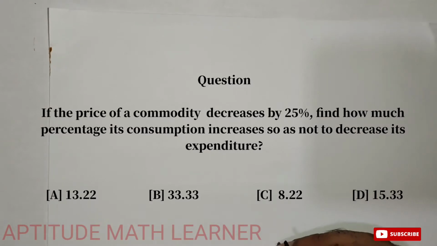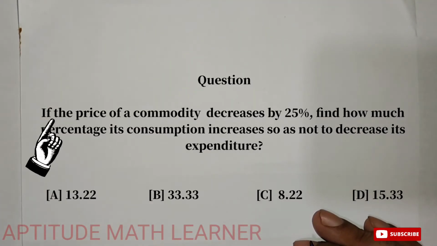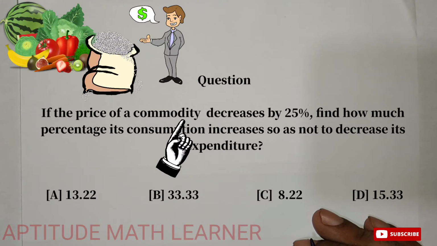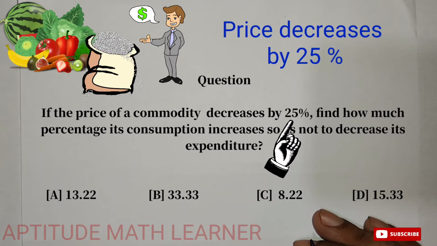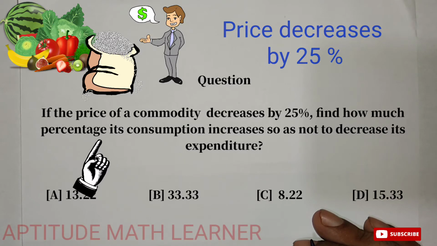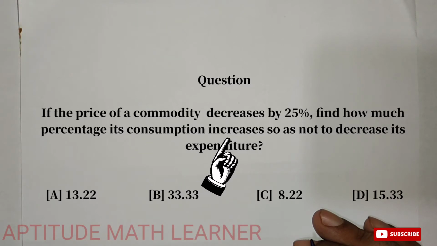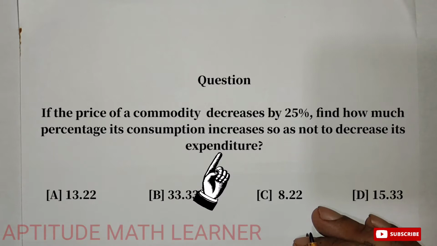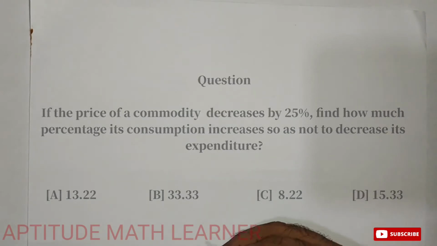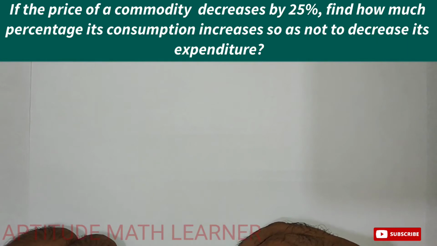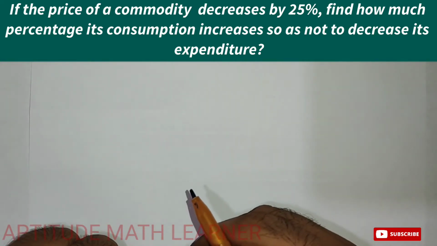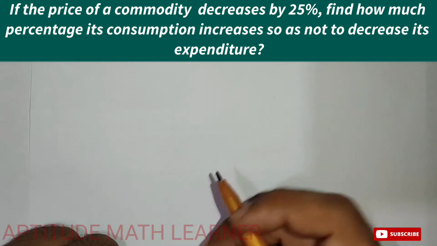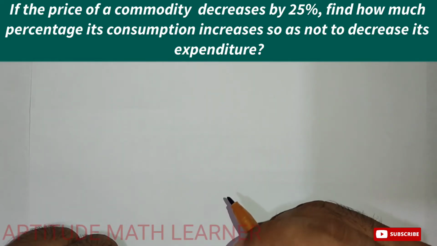So the question today we are having is: if the price of a commodity decreases by 25%, find by how much percent its consumption increases so as not to decrease the expenditure. The question says that if the price of something is reduced, then definitely its consumption, the taking of that commodity, is increased. So we have to find out by how much percent its consumption will be increased.